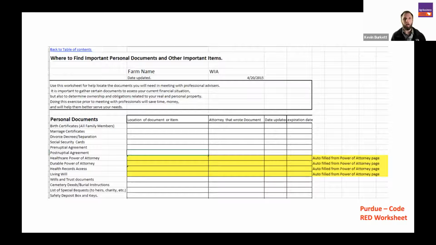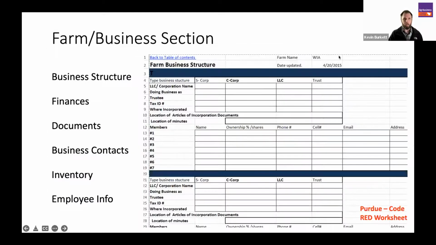So just a quick example, and this is a continuation of the Purdue Code Red sheet. It says where to find important personal documents, and to use this worksheet for help to locate the documents you will need in meeting with professional advisors. So it's got things like birth certificates, even Social Security cards, power of attorneys, wills and testaments, possibly cemetery deeds, and even the location of safety deposit boxes and things like that. So that's on the personal side.